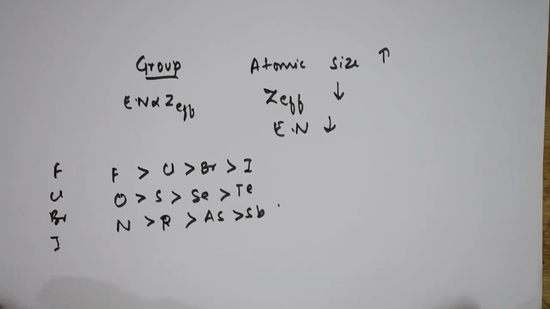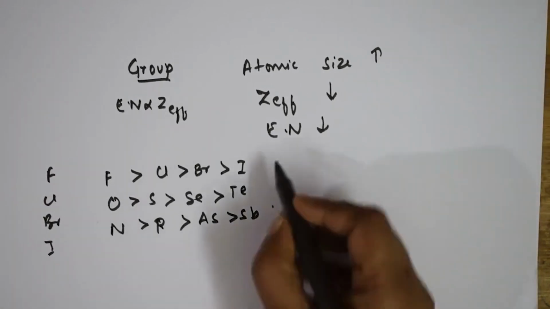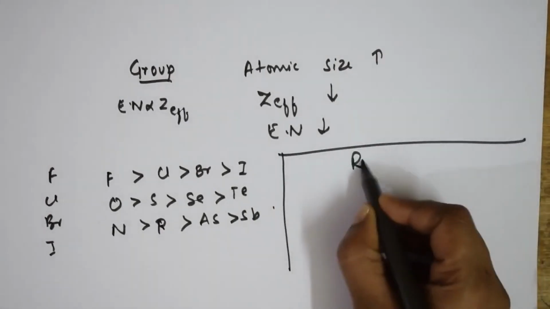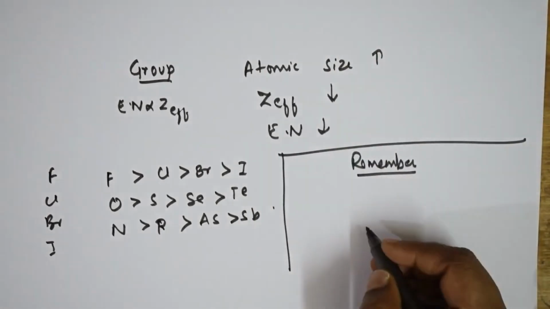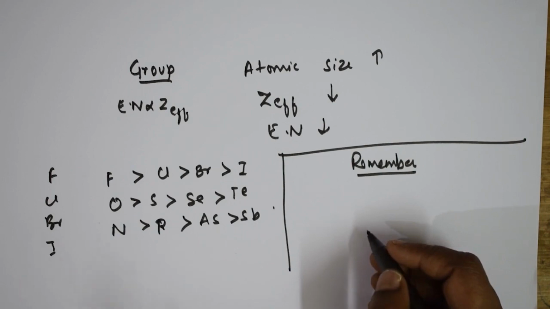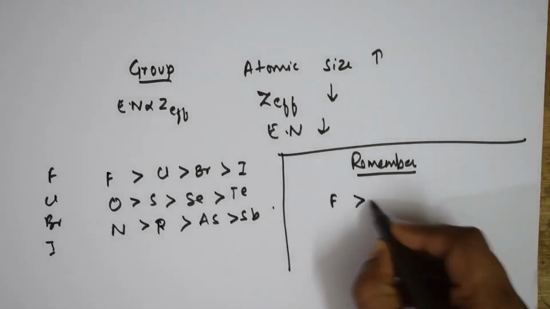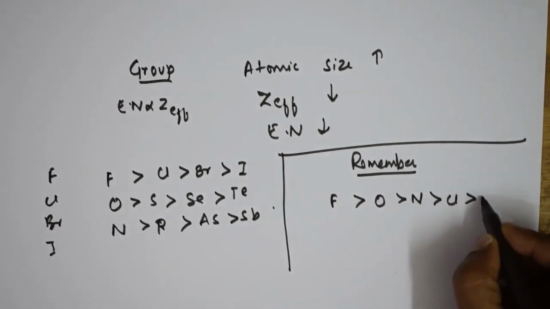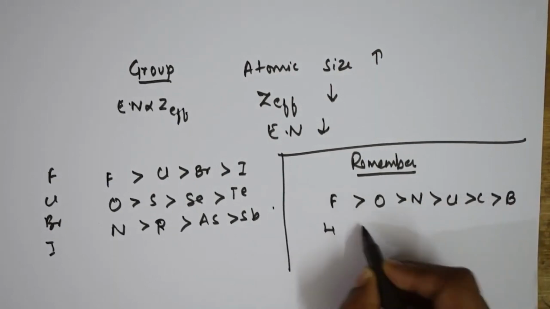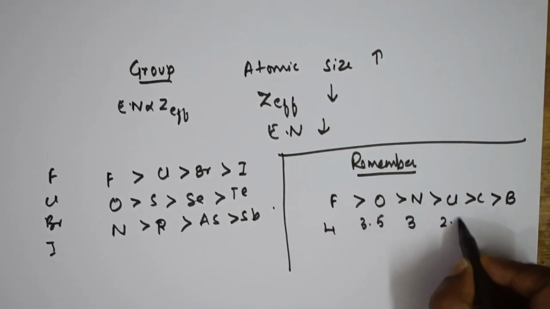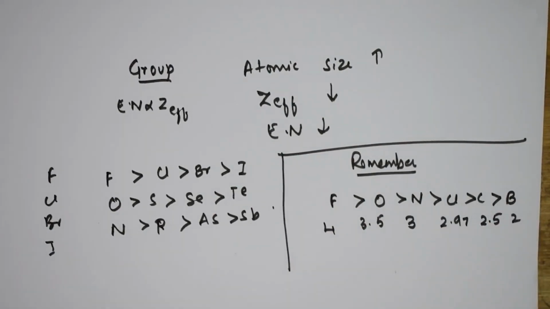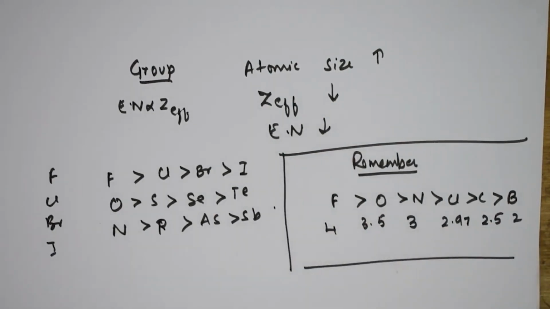But the most important thing which you should remember during your concept of electronegativity, very, very important thing to remember: first of all, the metalloids have nearly two values of electronegativity, very close values. And remember the electronegativity values of oxygen, nitrogen, chlorine, carbon, B, a very important trend: 4, 3.5, 3, 2.97, 2.5 and 2. This value is very important for you all, because most of the questions they'll be asking you from this factor only.